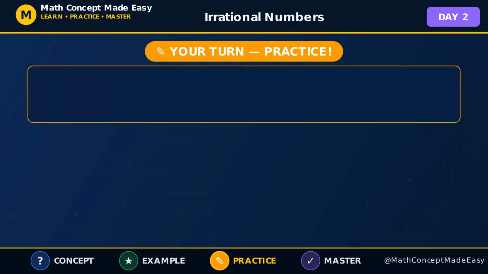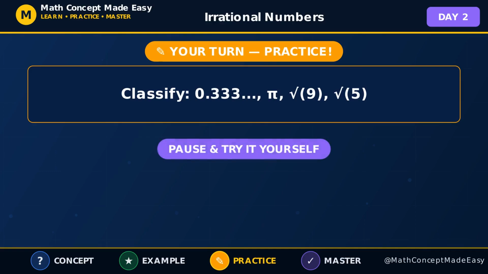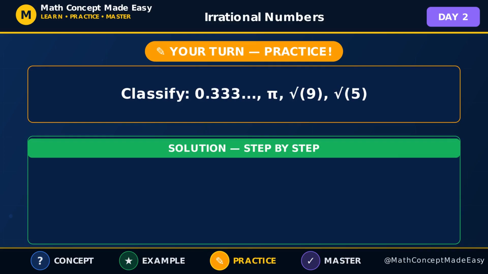Time to try it yourself. Here is your practice question. Classify 0.333..., pi, the square root of 9, and the square root of 5. Pause the video now, or take a few seconds with me. 5, 4, 3, 2, 1. Okay, let us solve it together.